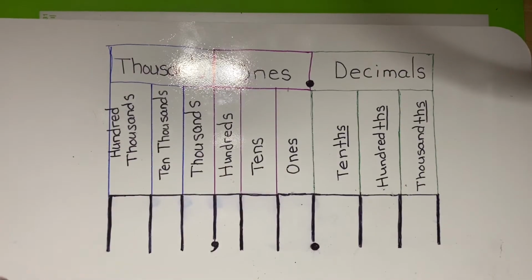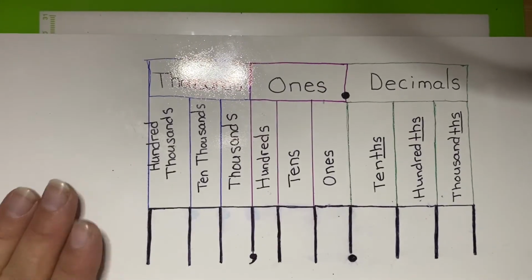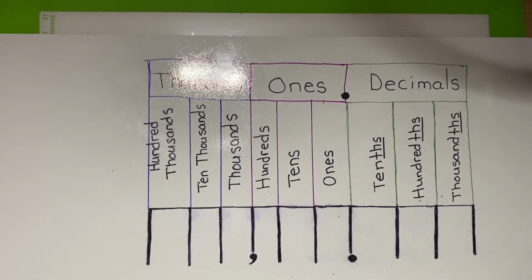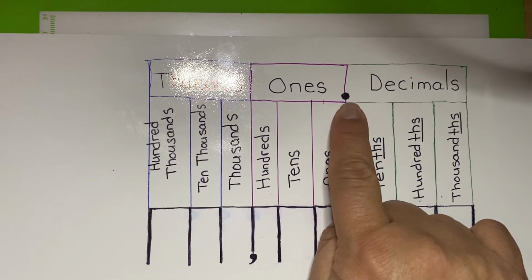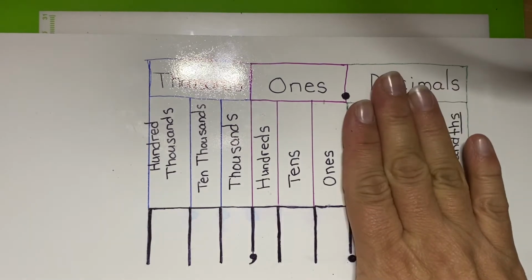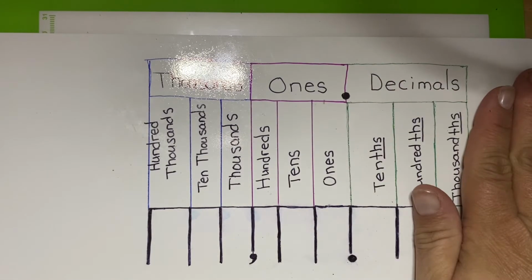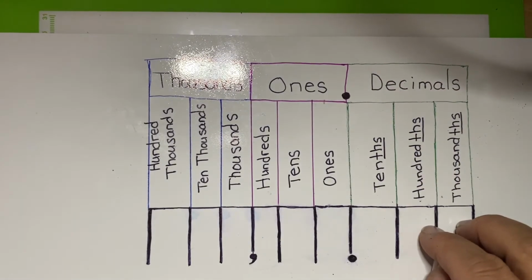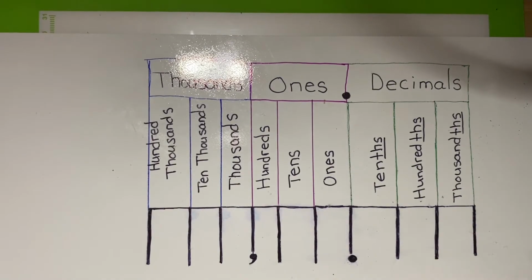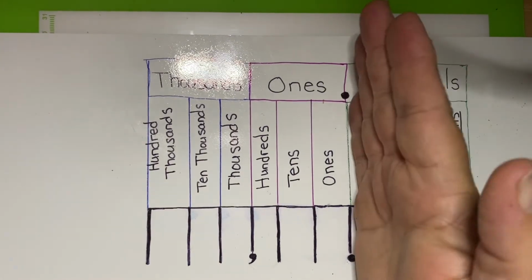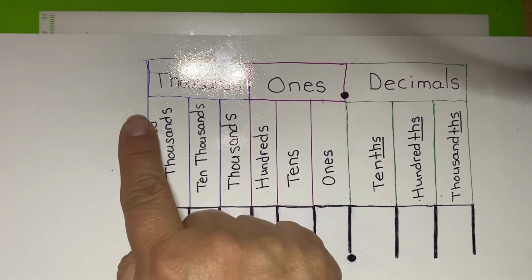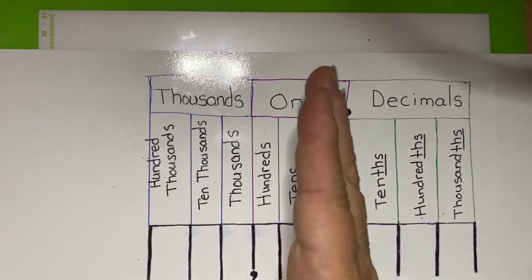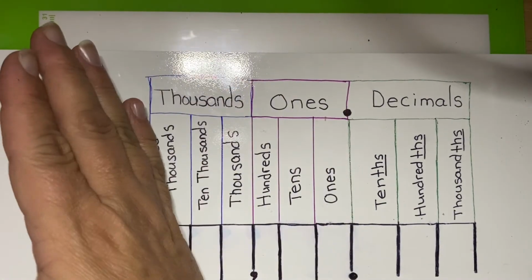The number one thing that's going to help you is right here, the place value chart. You have to remember where the decimal is located on any number. Anything to the right of the decimal is a fraction. It's a piece of something. It's a part of a whole. These are all pieces, not whole numbers. To the left of the decimal, these are all whole numbers.